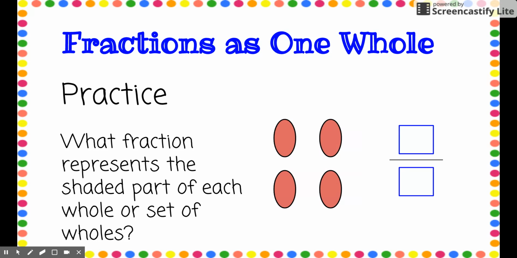Let's try another one. What fraction represents the shaded part of each whole or set of wholes? Hopefully you noticed there are a set of wholes. There are 4 wholes here. So we don't have any parts. We have the whole circle shaded. So our denominator is 1 for 1 whole shaded. But we have 4 of the wholes, so we have a 4 in the numerator. So our fraction would be 4/1, which we know is the same as 4 wholes. Notice there are 4 circles. Great job.